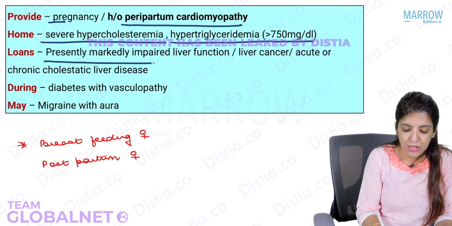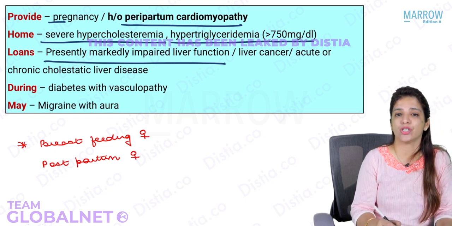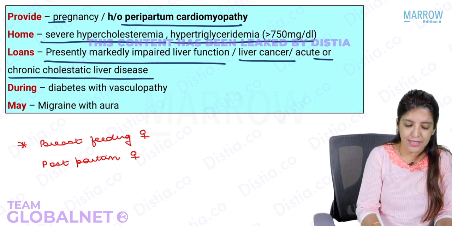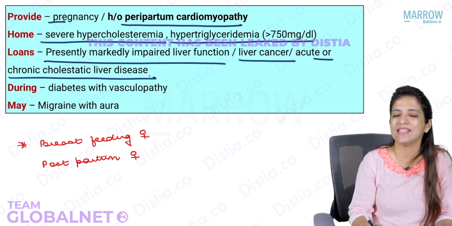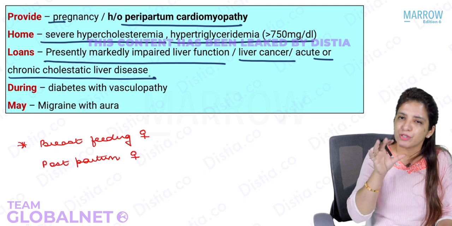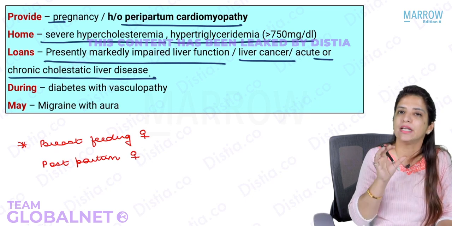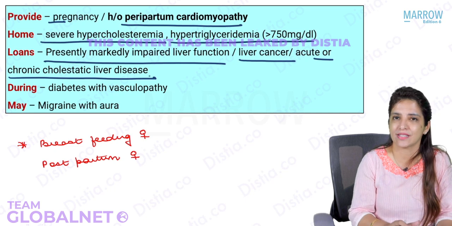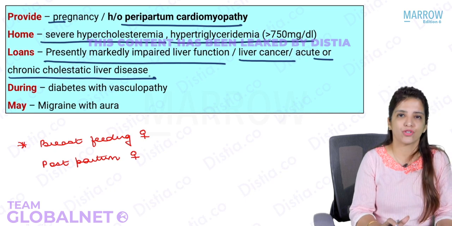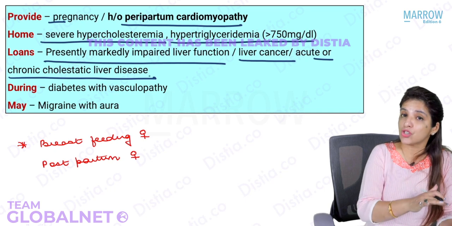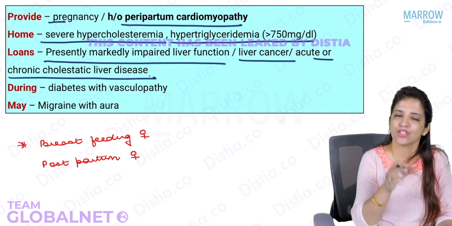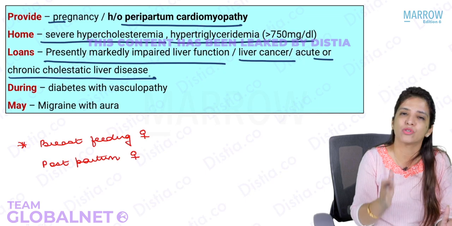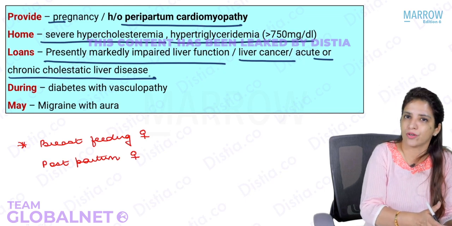Then if the patient's liver function is presently impaired, or if she has a liver cancer, or if she has acute or chronic cholestatic liver disease. So presently impaired liver function, liver disease, liver cancer, or acute or chronic cholestatic disease, that's an absolute contraindication, right? Past history of hepatitis is not a contraindication. Yes, presently if there is hepatitis, definitely the liver functions will be abnormal, so that becomes an absolute contraindication.